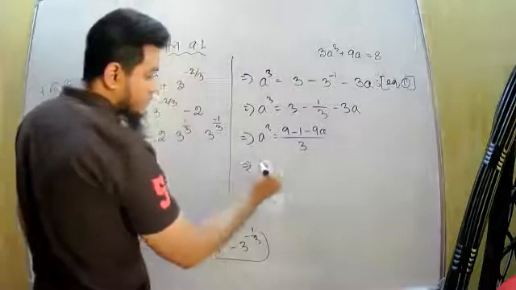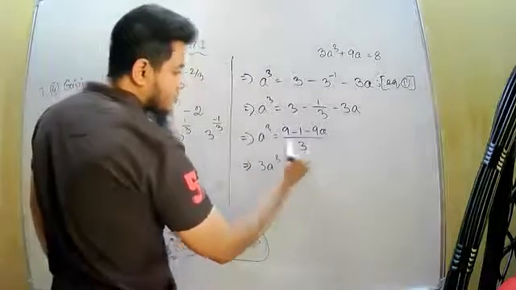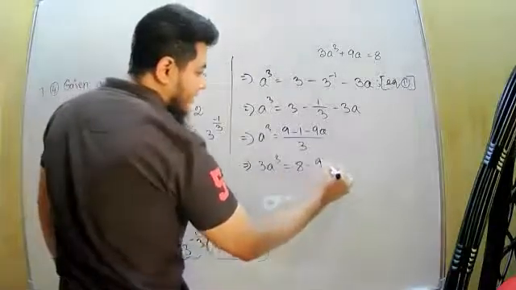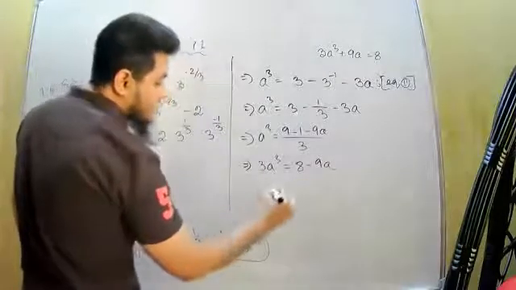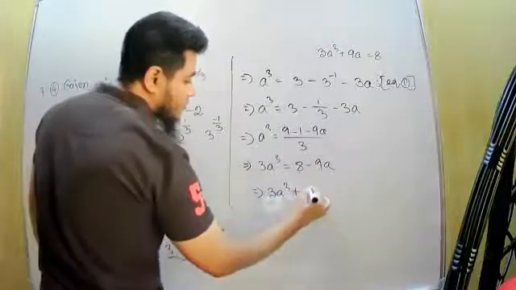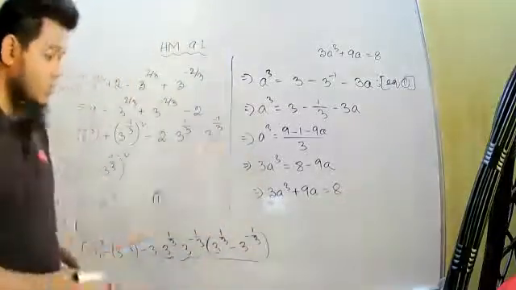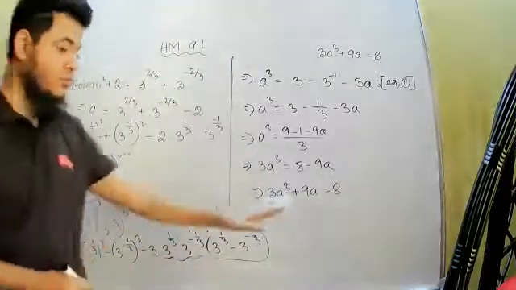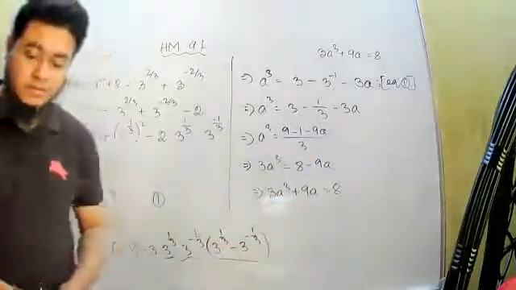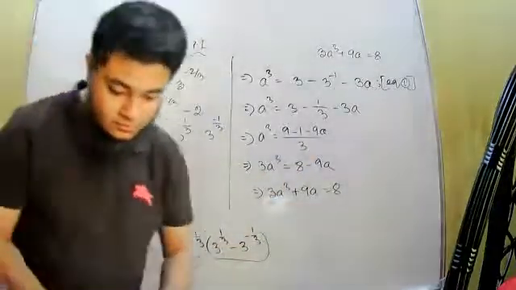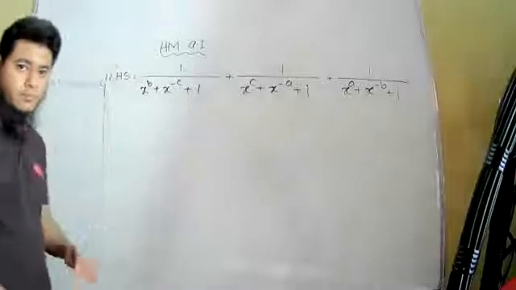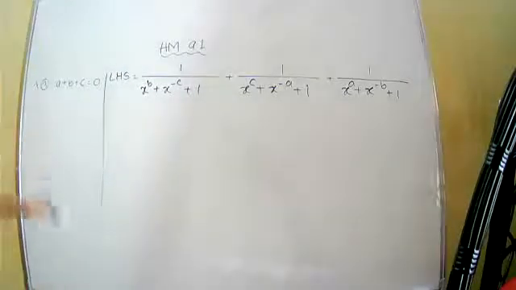LCM. So cross multiply, it will be 3a cubed is equal to 9 minus 1, 8 minus 9a. So minus 9a if I change the side, it is 3a cubed plus 9a is equal to 8. So this is what they have told us to prove, and we have proved. Okay. So kindly let me know if you have any doubt in this. Okay. So this is problem number 77.